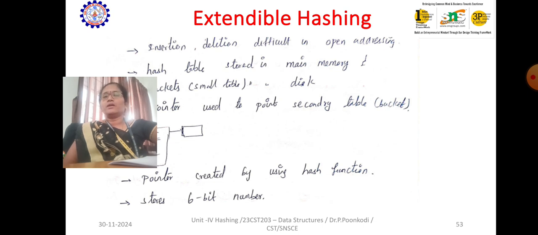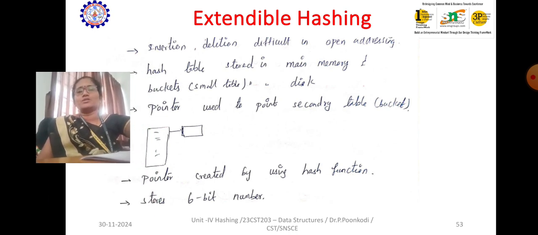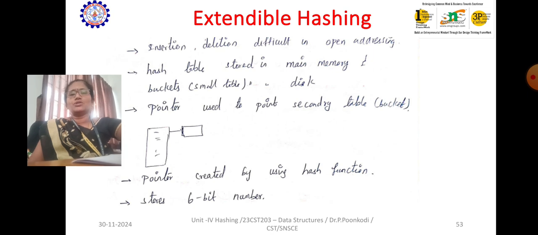When we are storing values, there is a chance that a collision will occur. A collision is when the same index position is requested by two or three key elements. That collision is avoided by using collision resolution techniques or strategies.